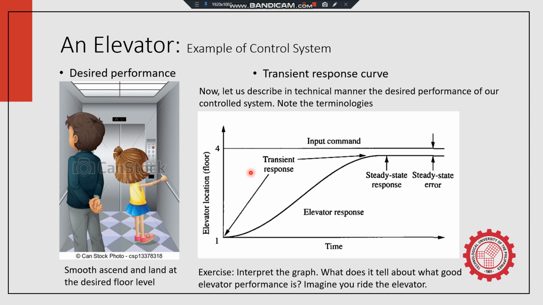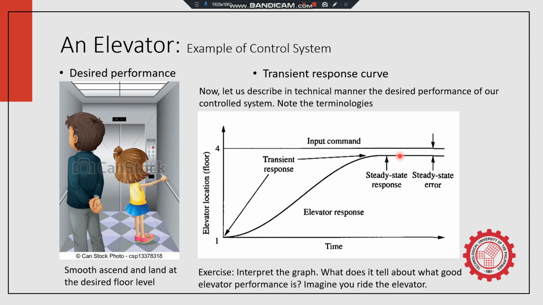Can you still picture it? This level at level 4 is the input command, our desired command. And the transient response is this portion of the curve wherein the elevator location is varying. This means this is the portion where our elevator is rising from the first level to the fourth level. And this is the portion where our elevator has landed.